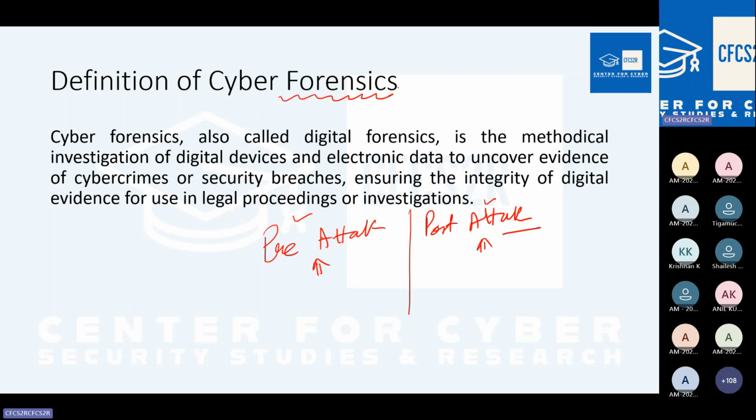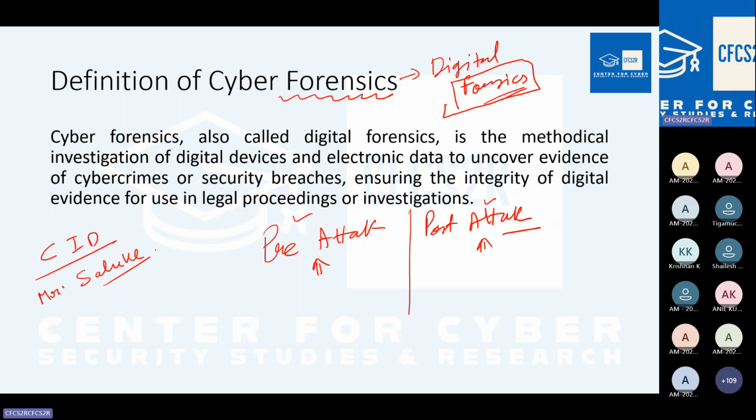So cyber forensics, or a different word we use, digital forensics. What does forensics mean? I think you have seen that serial CID. In that CID, there is a forensic expert, Mr. Salunkhe. I think everybody remembers his name. He is an expert. Whenever a dead body comes to his mortuary, he does some cutting and says that the person has taken some drugs or some poison. So there can be any case.